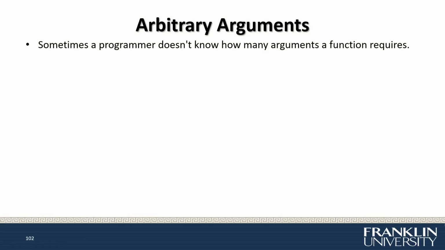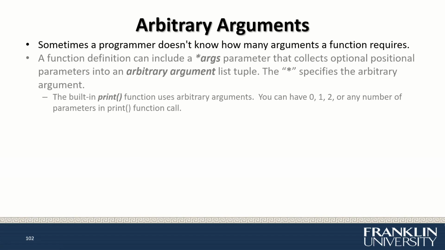Sometimes a programmer doesn't know how many arguments a function requires. This is very similar to the print function, where you could have 0, 1, 2, or any number of arguments. So a function definition can include an asterisk args parameter that collects optional positional arguments into an arbitrary argument list tuple. The asterisk specifies the arbitrary argument. We just use the word args. It can be any variable name you want, but the asterisk is what creates the arbitrary argument.